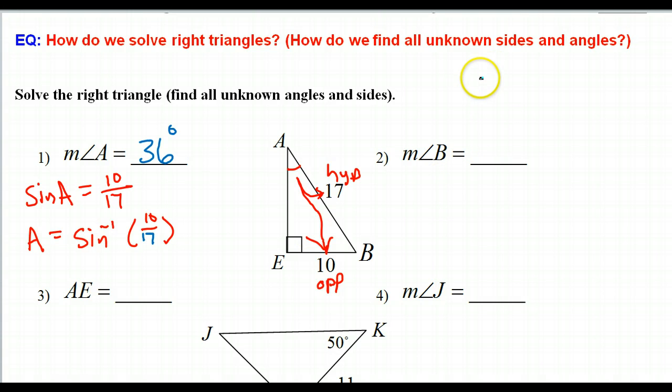Now, if I want to find angle B, the quickest thing to do is just to do 90 minus 36. That comes out to be 54 degrees.